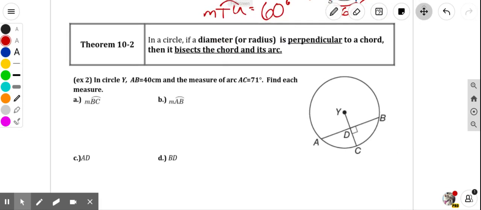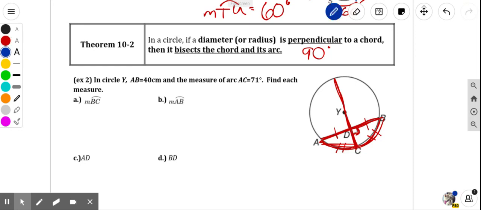Another theorem about arcs and chords is if you have a diameter or a radius, which remember, this is a radius right here, and a diameter would just be if it's all the way through. So same idea: if you have a diameter or a radius that is perpendicular to a chord, see how this is a right angle? Remember, perpendicular means a 90-degree angle. If a radius is perpendicular to a chord, it cuts that chord in half. It also cuts the arc in half. This arc AB is the arc of chord AB, so that's also cut in half. That means arc AC is equal to arc CB.